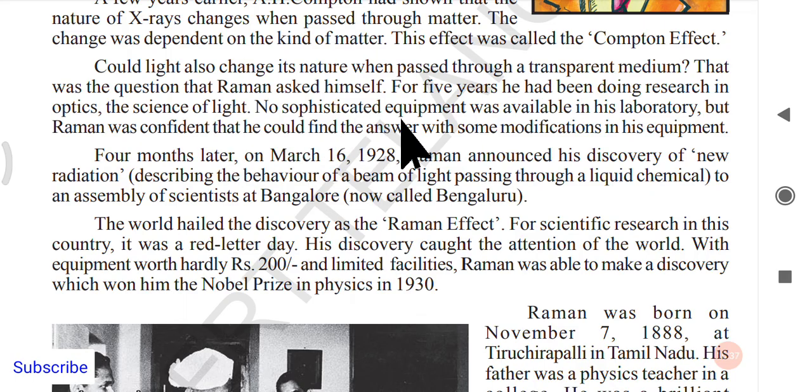No sophisticated, in the sense modern or developed, equipment was available in his laboratory, but Raman was confident that he could find the answer with some modifications in his equipment. Though C.V. Raman had been working on the science of light for 5 years, he didn't have any type of modernized equipment, like the people who have it now. He didn't have that type of equipment in those days.